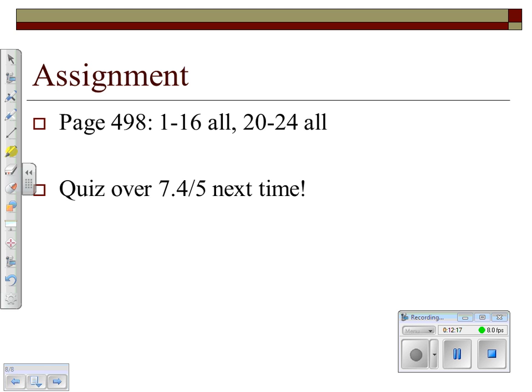Next time, which for those of you in class on a Friday actually won't be until Wednesday of next week since we don't have school on Monday, you'll have a quiz over section 7.4 and 7.5. So make sure you're ready for that. Stuff like what's been in the homework, maybe a little bit of vocab as well. So again, work on the rest of the block. If you have questions, see me before class on Wednesday.